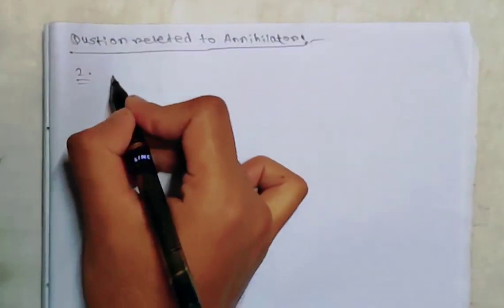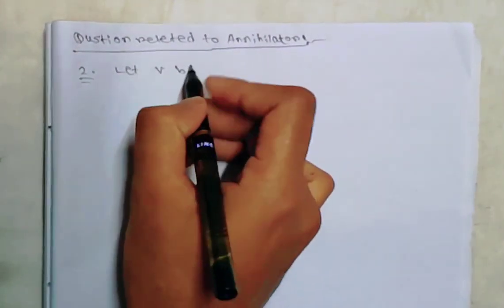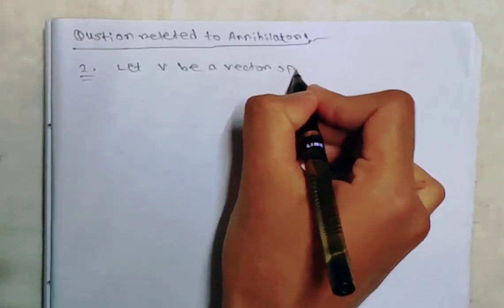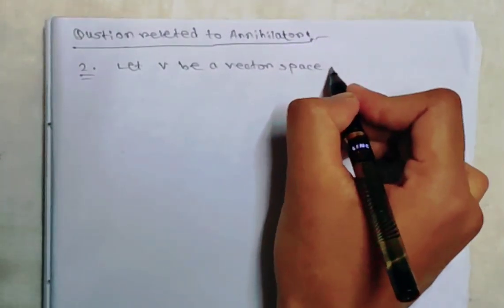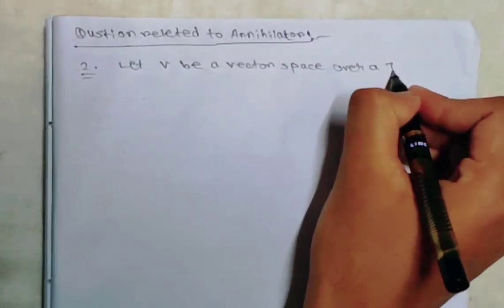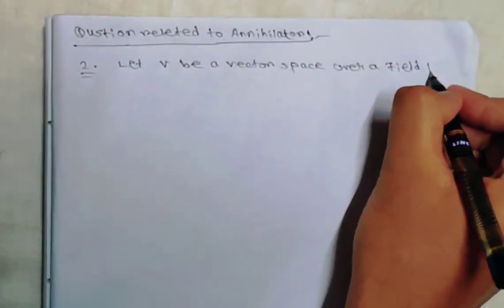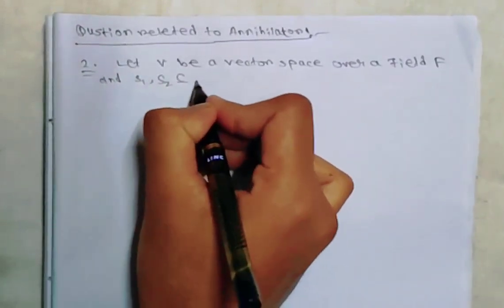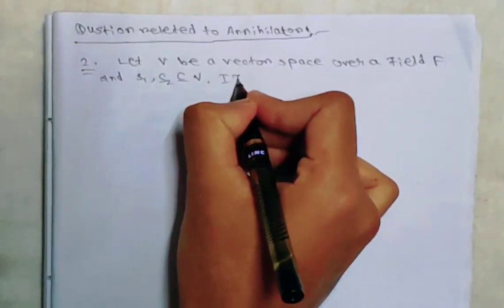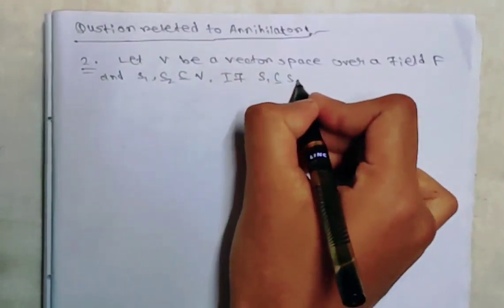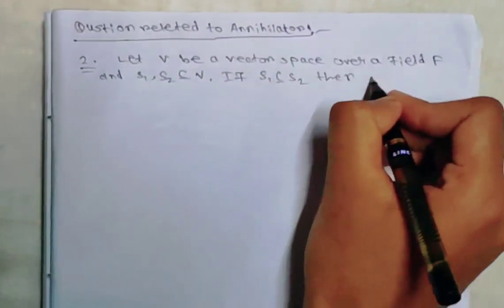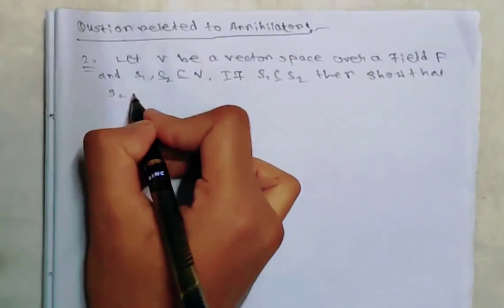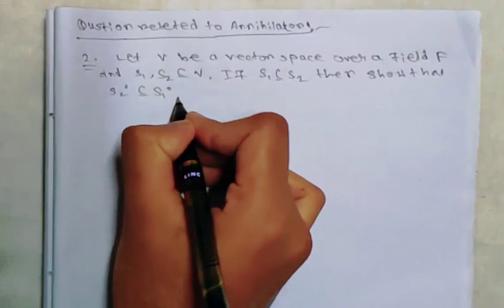Second question: let V be a vector space over a field F, and S1, S2 contained in V. If S1 is contained in S2, then we have to show that S2 naught is contained in S1 naught.